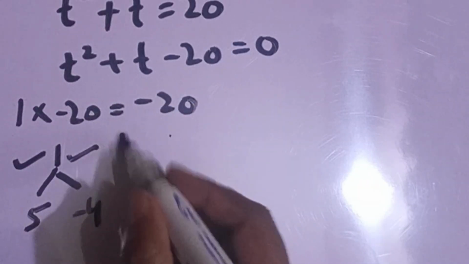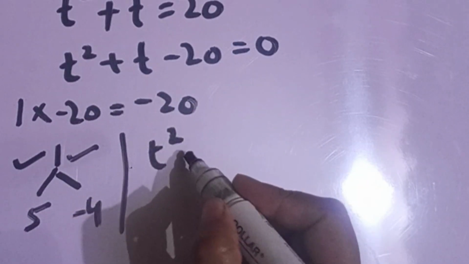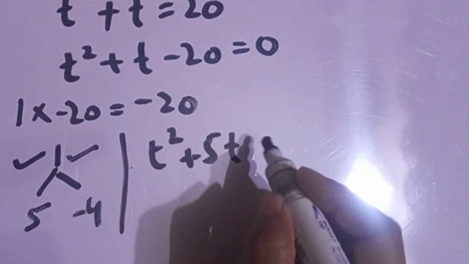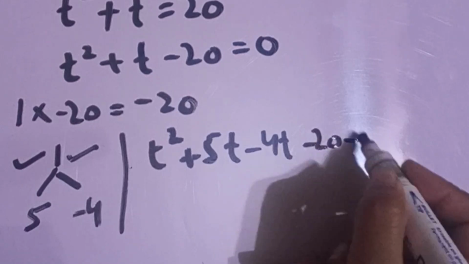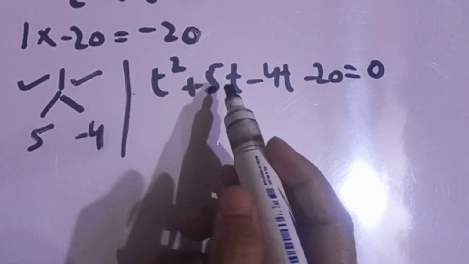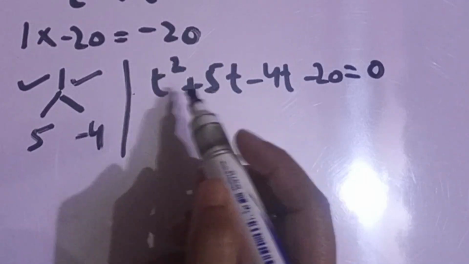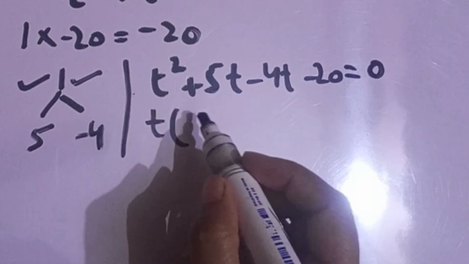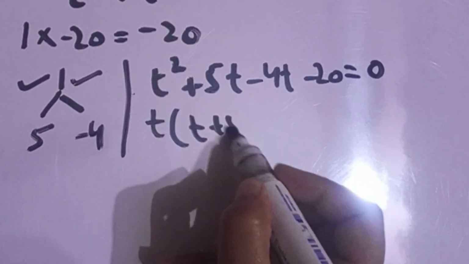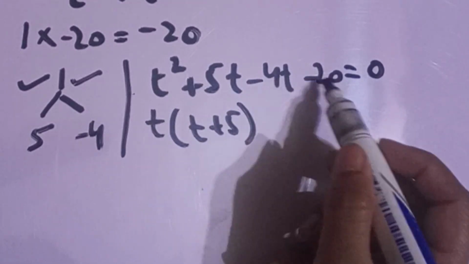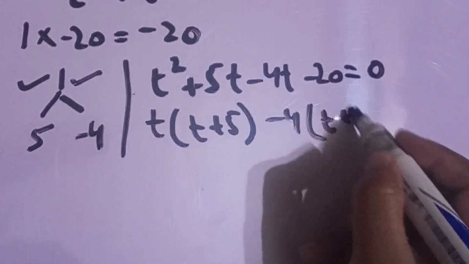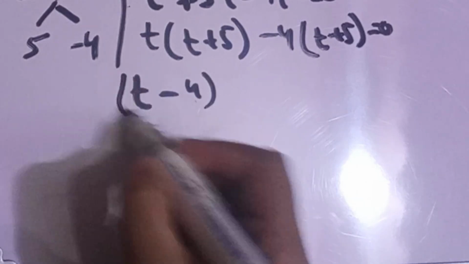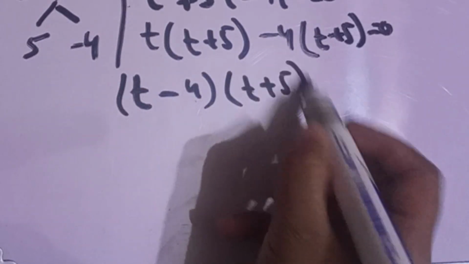So we write this equation as t square plus 5t minus 4t minus 20 is equal to 0. Now look at the first two terms, t is involved in these two terms. So we factor out t, then the remaining value will become t plus 5. And minus 4 is involved in the other two terms, so we factor out minus 4, then the remaining value will become t plus 5. It's equal to 0. And we write this as t minus 4 multiply t plus 5 is equal to 0.